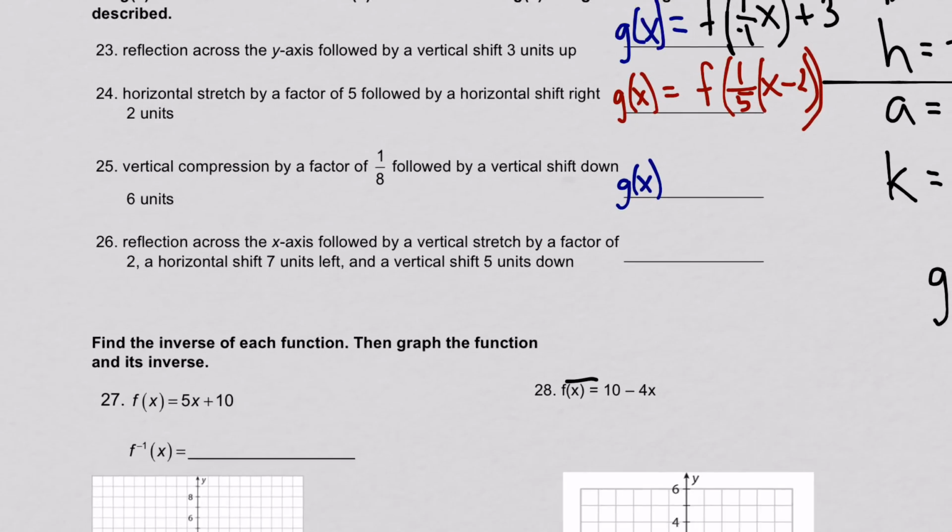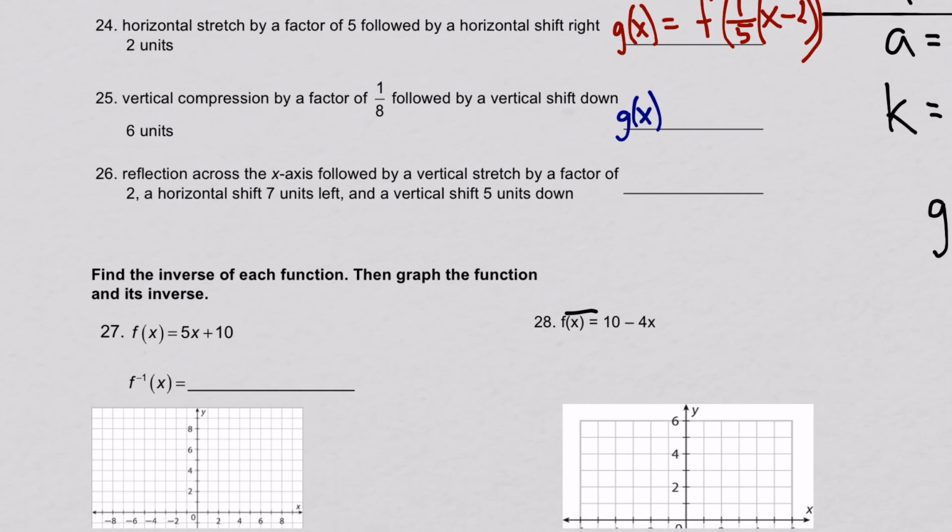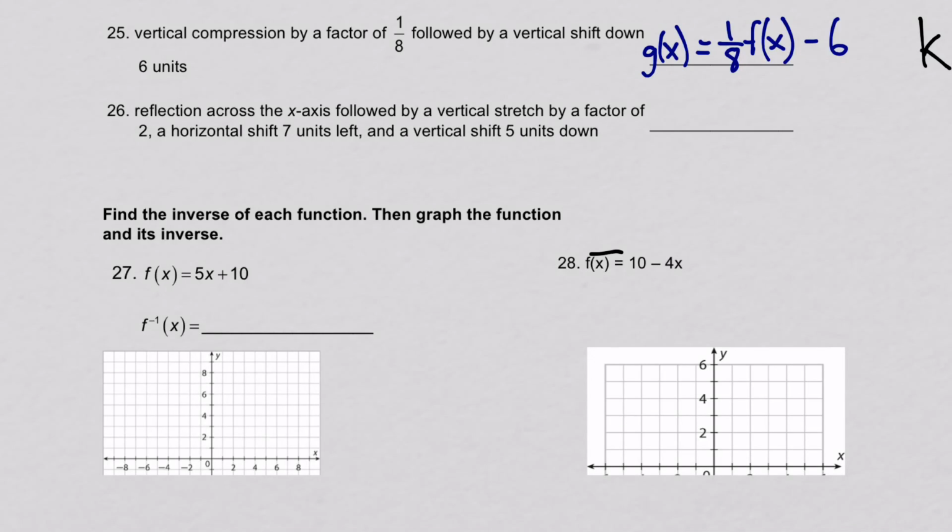Okay, so g of x is equal to, we have a, which is 1/8. A is always in front, times f of, there is no b and no h, which means there's nothing in here with x, just x by itself. And there's k of negative 6, so minus 6 at the end. There it is.